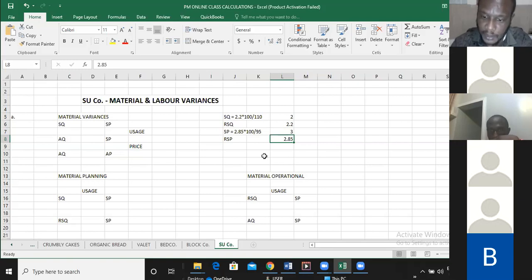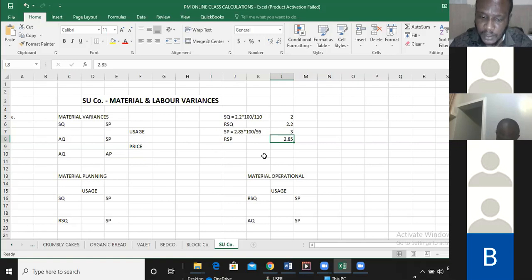And then what did they tell us? In February, the total amount of material used and purchased at this price was 560 meters.